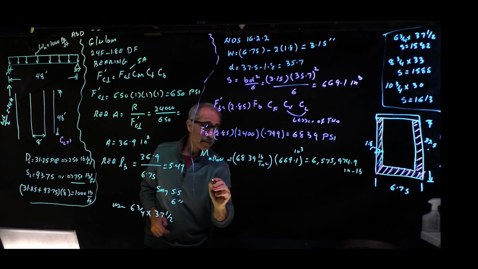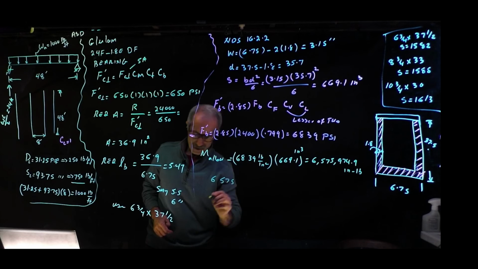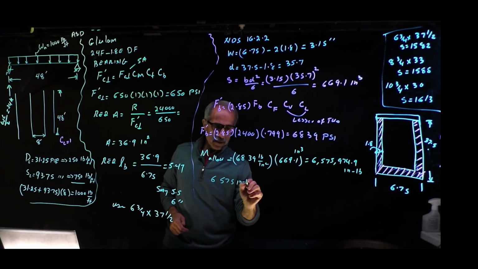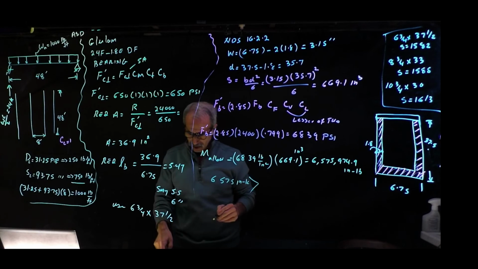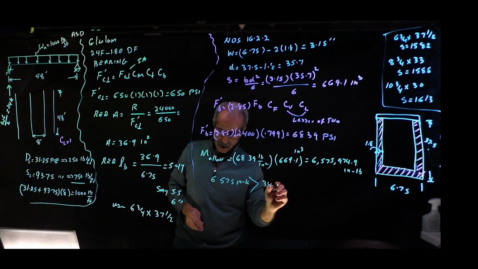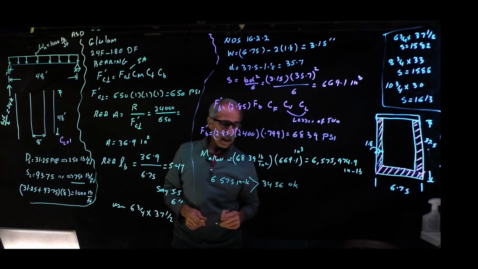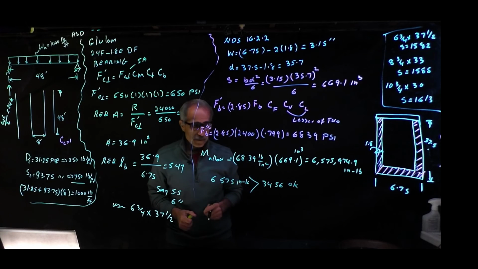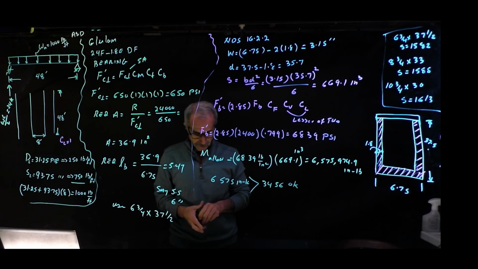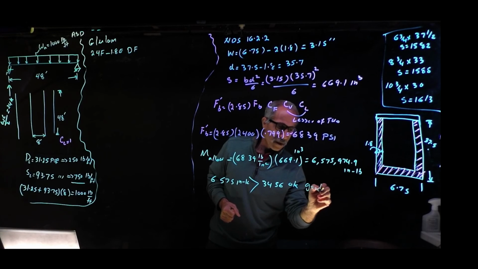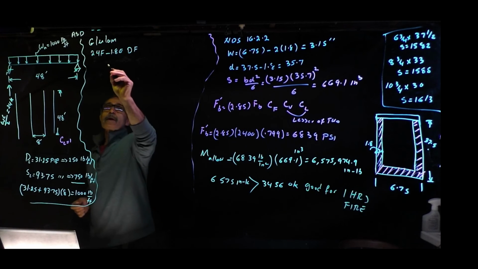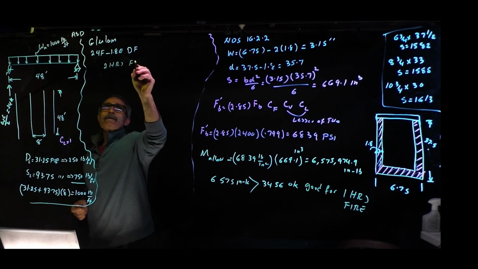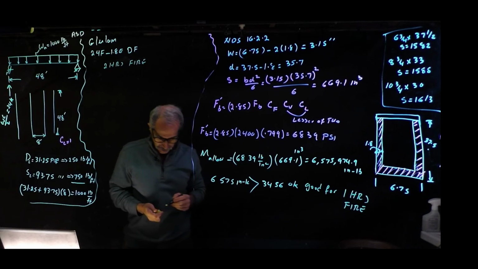So that comes out to become 6,575 divided by 1,000. And our moment capacity, which we wrote down here, was 3456. So we make that, no problem. So we're good for 1 hour fire rating. Or for 2 hours, 2 hour fire rating, and let's work on that.